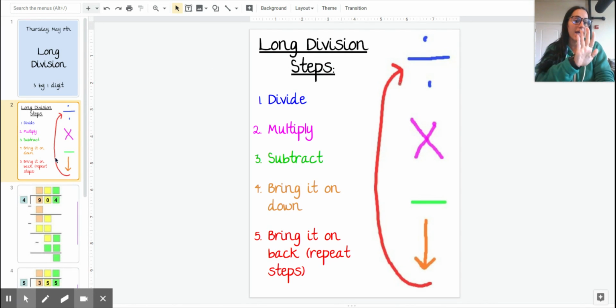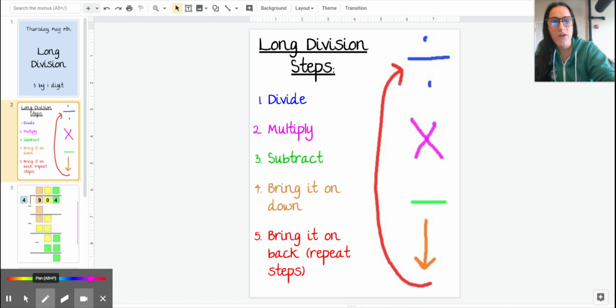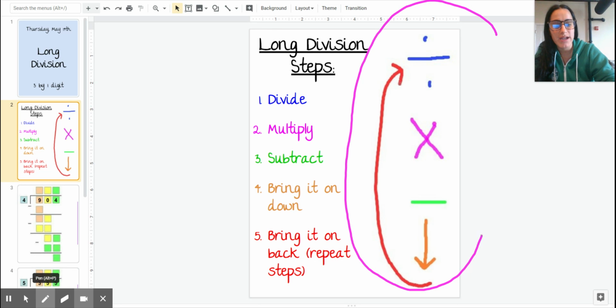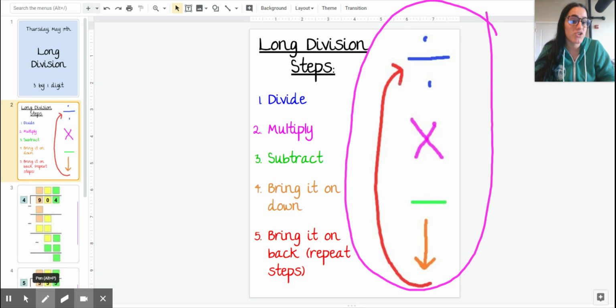So remember, we have 5 steps to doing long division. We divide, multiply, subtract, bring it on down, and then we bring it on back, which means to repeat the steps. And over here, we have all of our steps. Let me circle that for you. We have all of our steps written out. So that helps us to keep track to make sure we're doing each step while we're solving the problem.